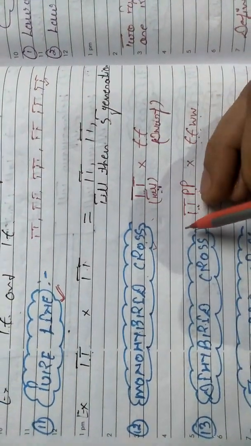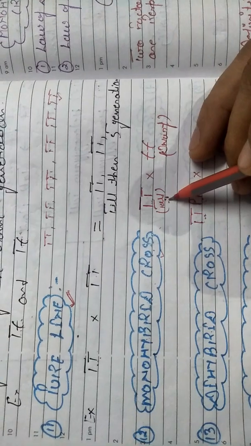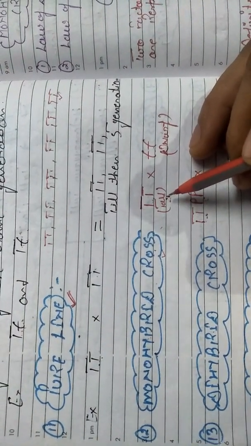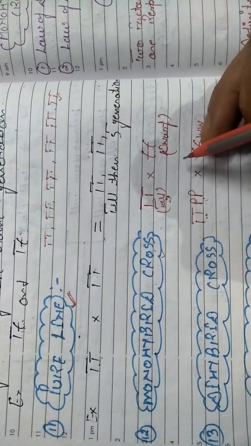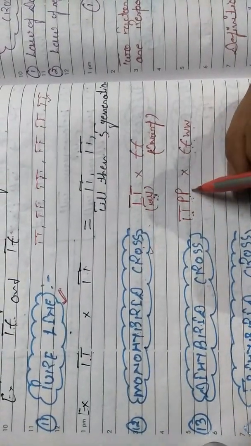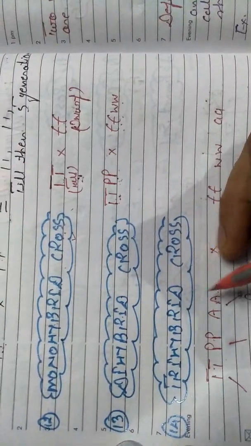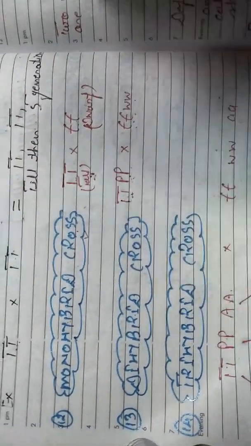Now monohybrid cross means if we are taking one character for cross pollination or self pollination, it is known as monohybrid cross. If we are taking two types of characters, this is known as dihybrid cross, and if we are taking three types of characters, it is related to the trihybrid cross.